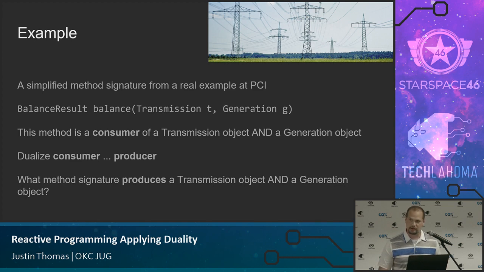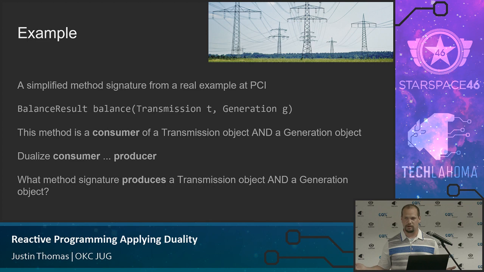The first time I gave this talk, I think I gave in to the mathematician's sort of overly abstract nonsense way of looking at the world. So I'm going to try to be a little more concrete. Please feel free to ask questions if I drift into abstract nonsense. This is a really simplified example of a problem we actually had at PCI. We had to write some code that said balance transmission and generation.